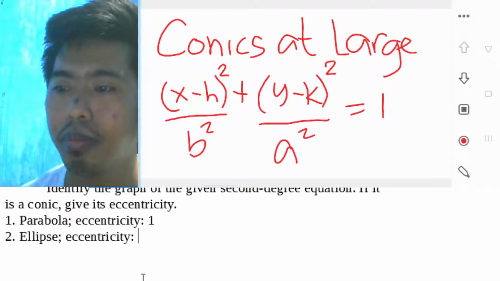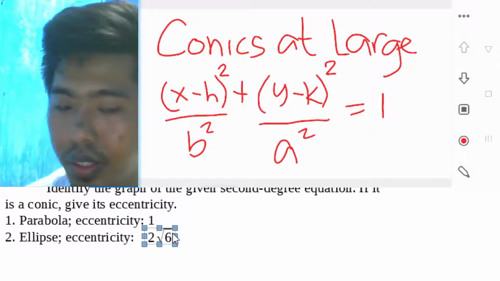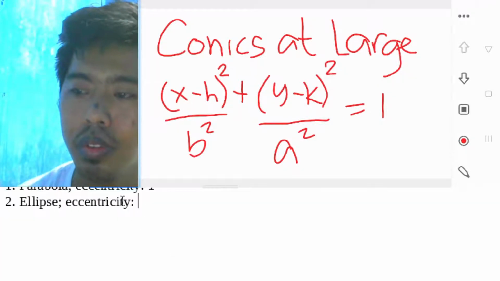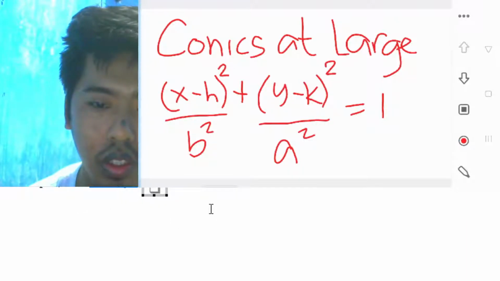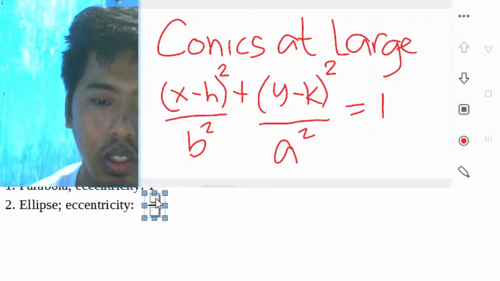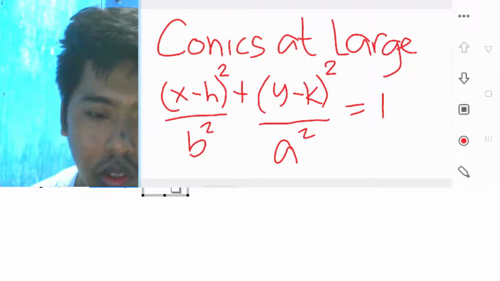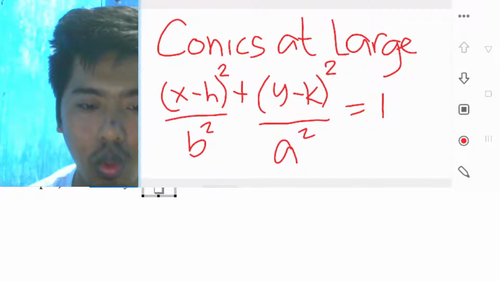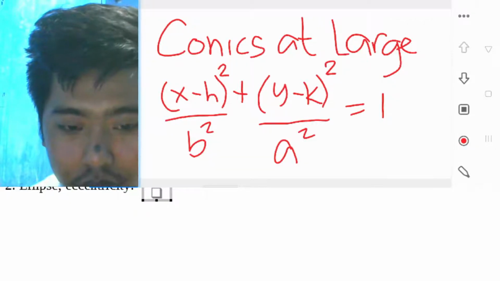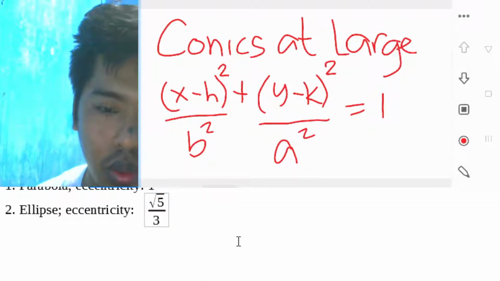Now let's continue the problem. Insert an object, formula, operators, functions, this one. Okay, square root of 5 over 3. Okay, so that is number 2.